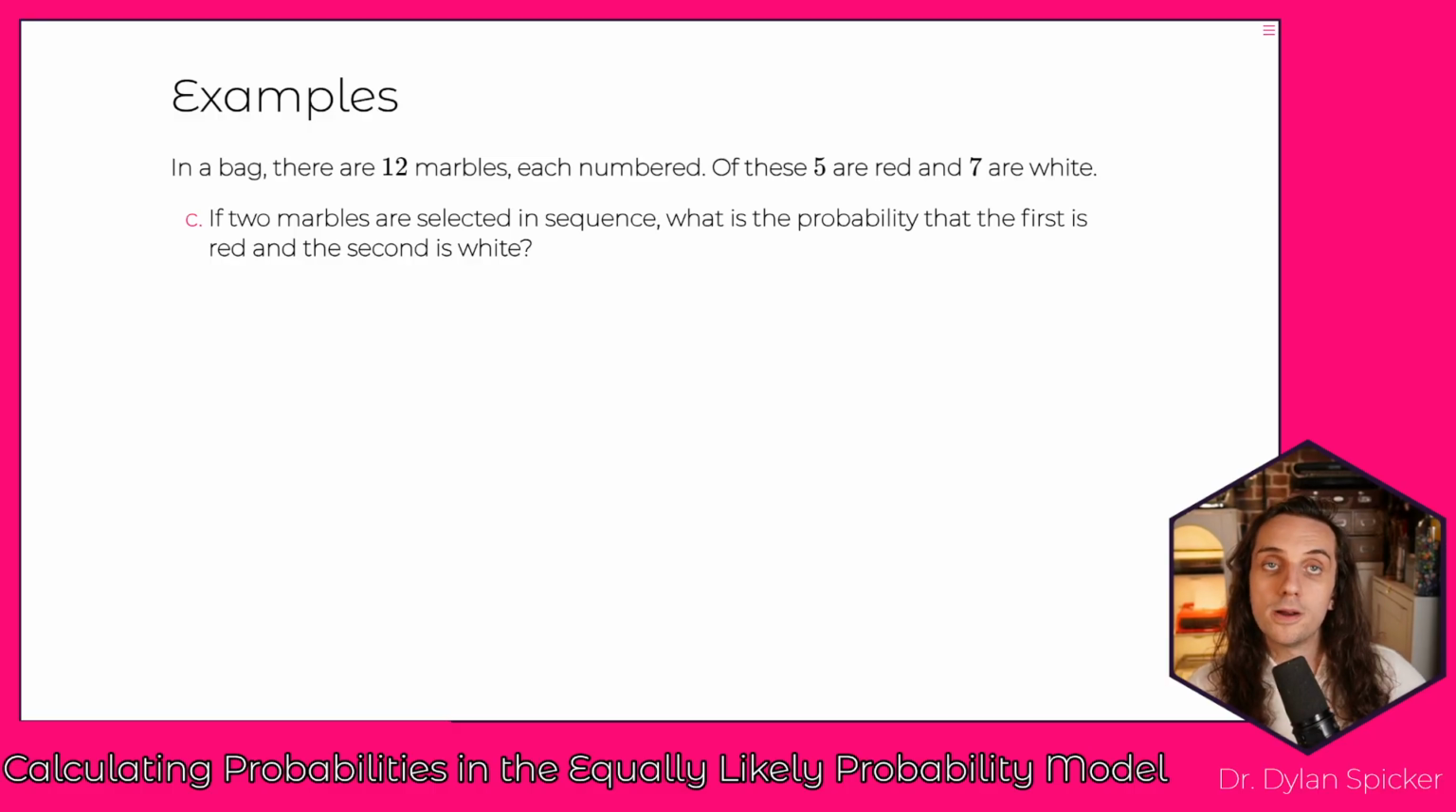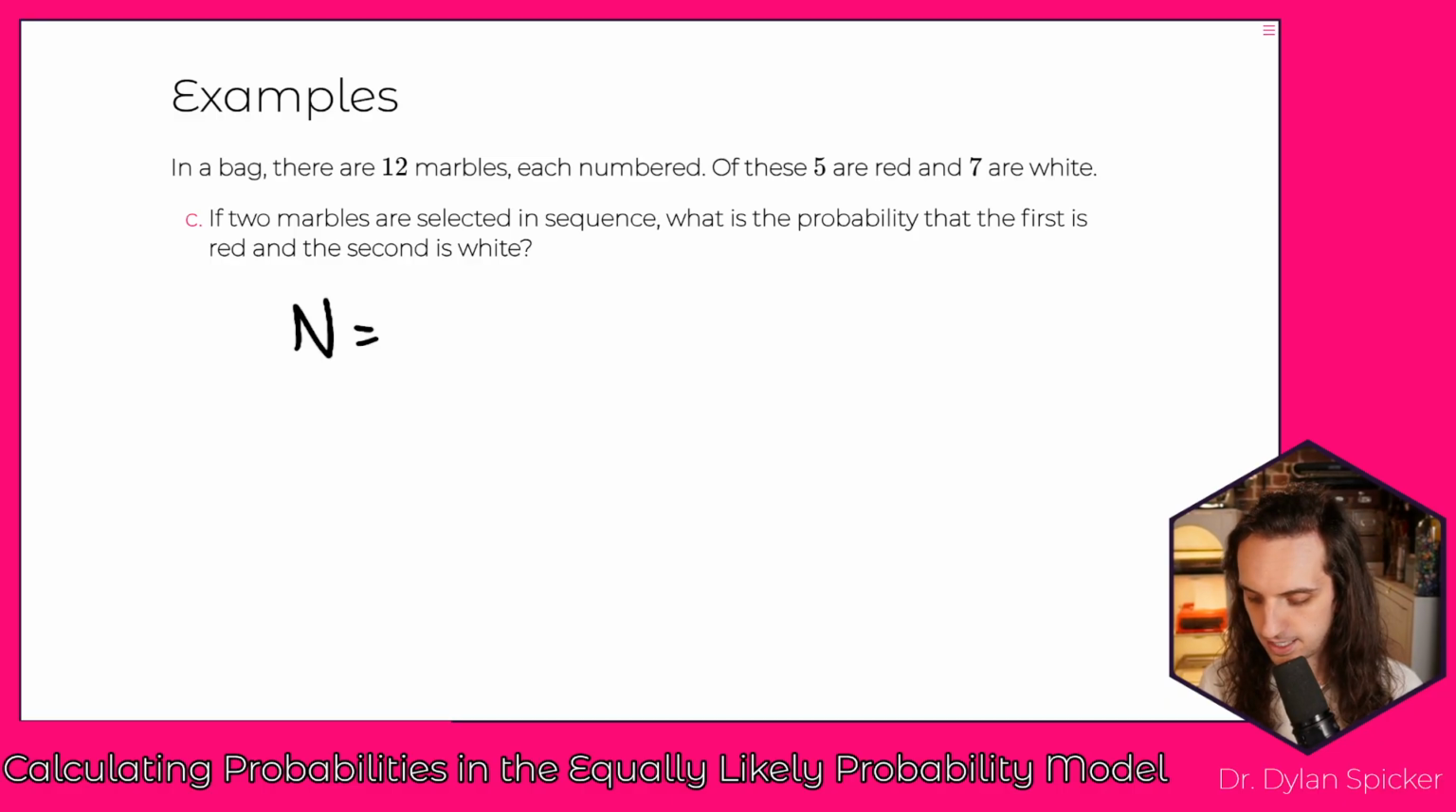Part C, if 2 marbles are selected in sequence, what is the probability that the first is red and the second is white? And so here, notice that n is actually going to be changing, right? Because we're no longer thinking about n as being selecting any two marbles. We now have to think about, well, what was the first marble and what was the second marble? And so there are two ways that we could think about doing this.